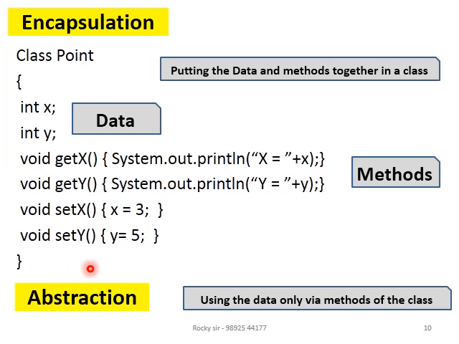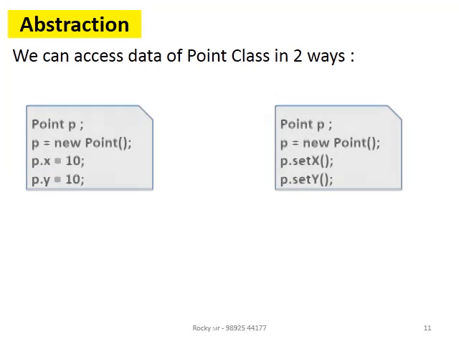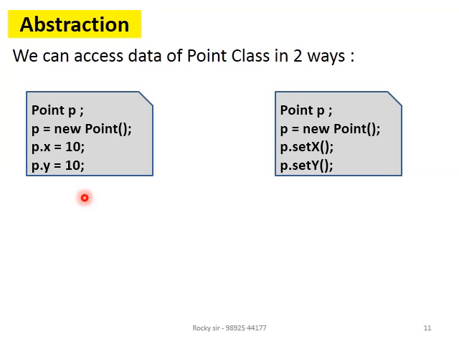Very closely related to encapsulation is a concept called abstraction. Now please notice, I can use the data x and y of this class point in two ways. Have a look at this example. We can access data of point class in two ways. In the first way, I am openly accessing x and y by using the object p as p dot x, assigning some value 10 to it, and p dot y, assigning some value 10 to it once again. In the second case, I am again accessing x and y, but in a decent way via its methods.